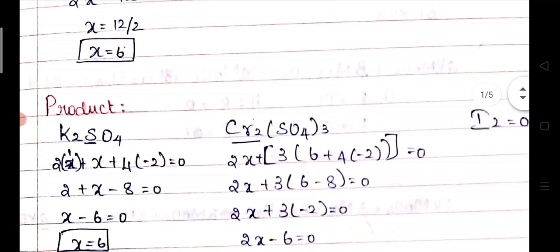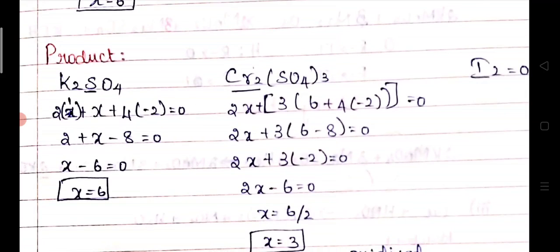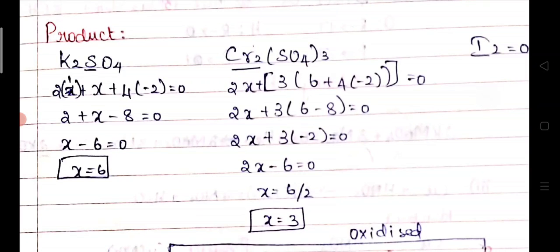Going on to the product side. On the product side we are having K2SO4. In K2SO4, we don't know the sulfur. So, when we calculate for sulfur, you will get the answer as 6. Every time you will not get 6, so you have to calculate and check it out.